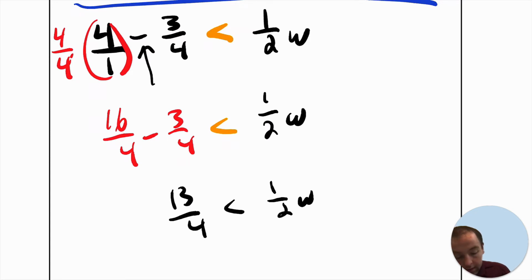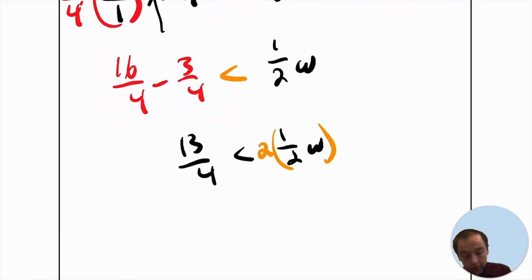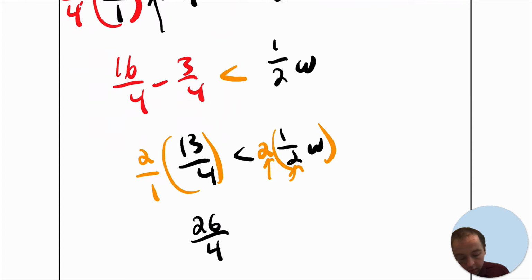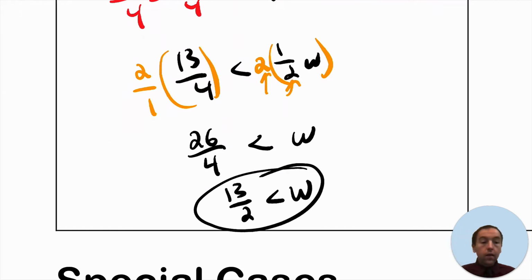The last step we need to do is to undo the 1/2, which we can do if we multiply by the reciprocal, which is to multiply by 2, because 2 times 1/2 will give you 1w. So we multiply this side by 2, which is the same thing as multiplying by 2/1. You get 2 times 13 is 26, 1 times 4 is 4, is less than 1w. You can reduce the fraction 26/4 to 13/2, so you can write it like that. Like I alluded to earlier, some people like to have the variable on the left-hand side, so you could say that w would be greater than 13/2.